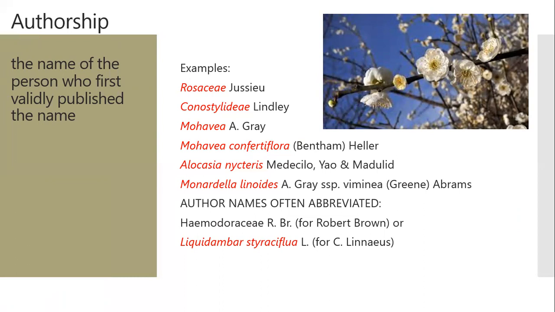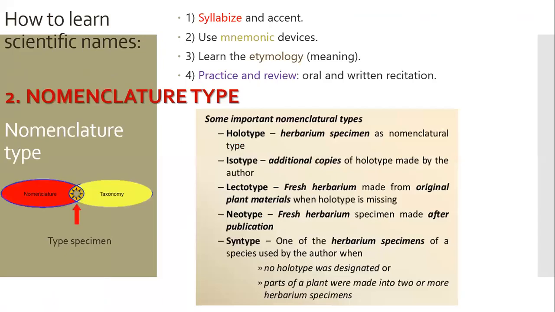Another example, the full name of the tribe Conostegieae is Conostegieae Lindley, and that of the genus Mojave is Mojave A. Gray. So you can see it there, and so on and so forth.